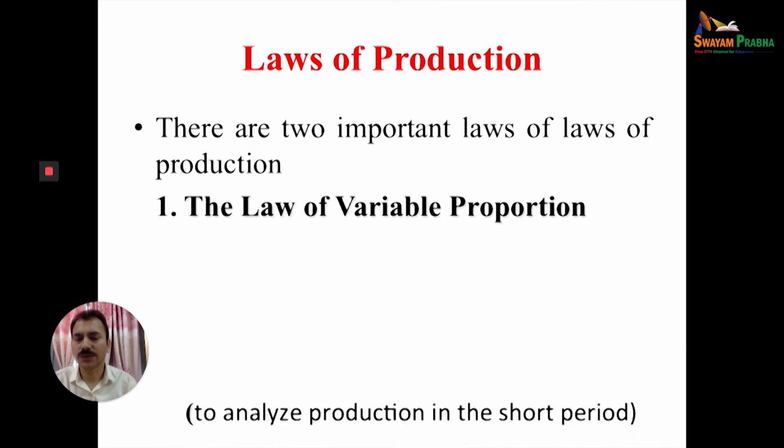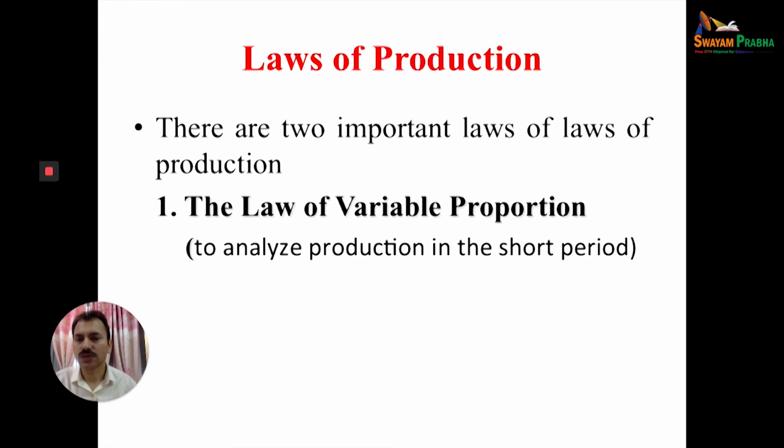It is applicable in the short term to analyze the production in the short run. Through the law of variable proportion, we discuss the production during the short period. Short run means when at least one factor of production, say labor, is variable and the other factors remain constant, including capital.